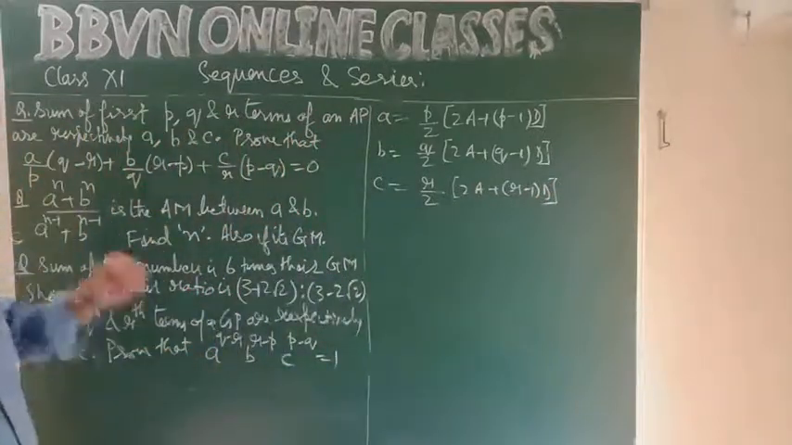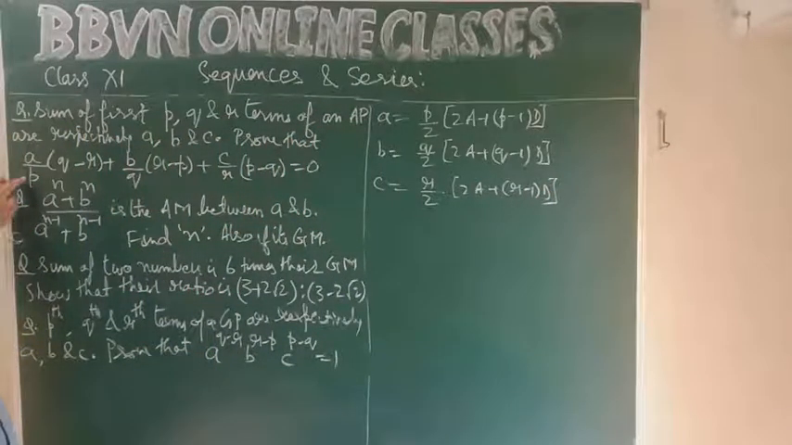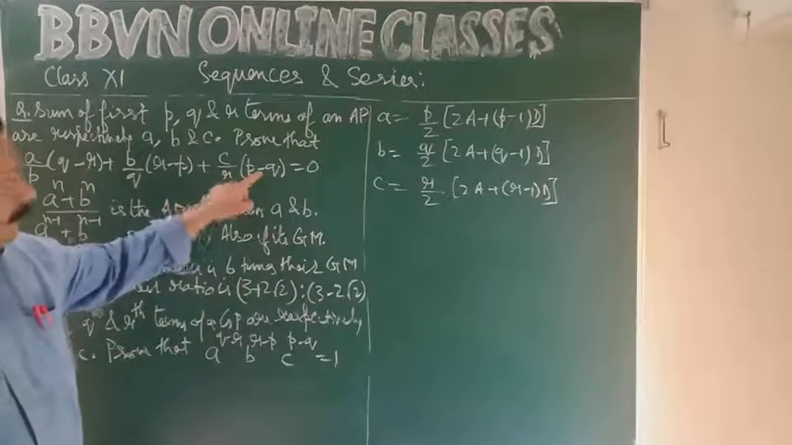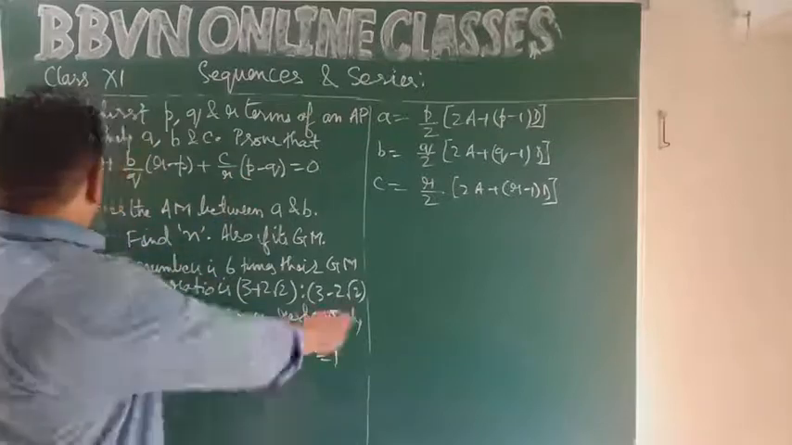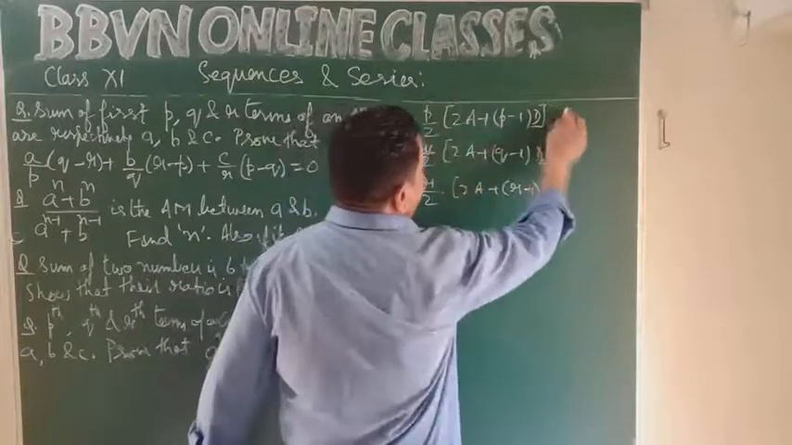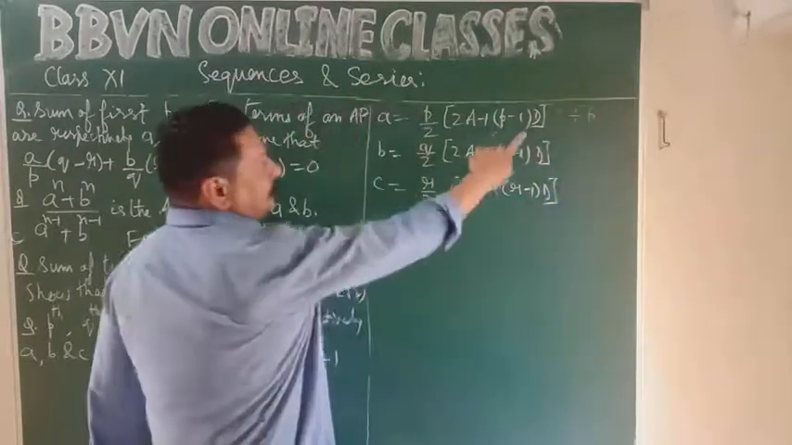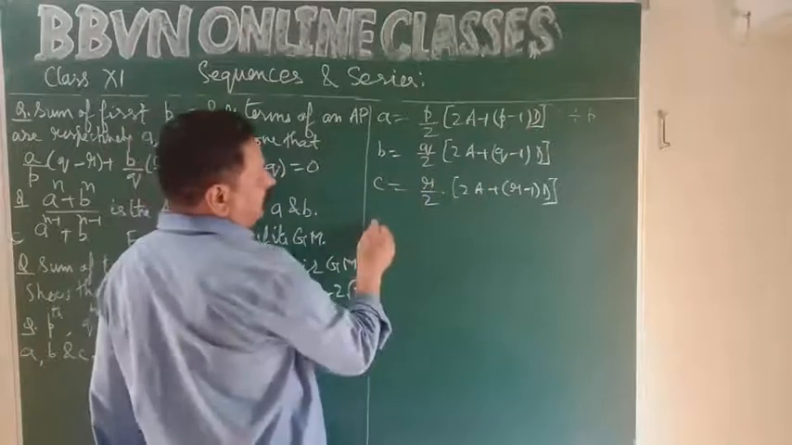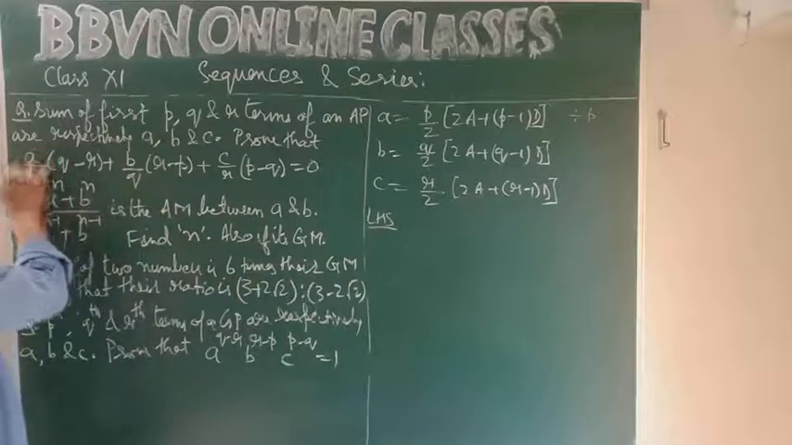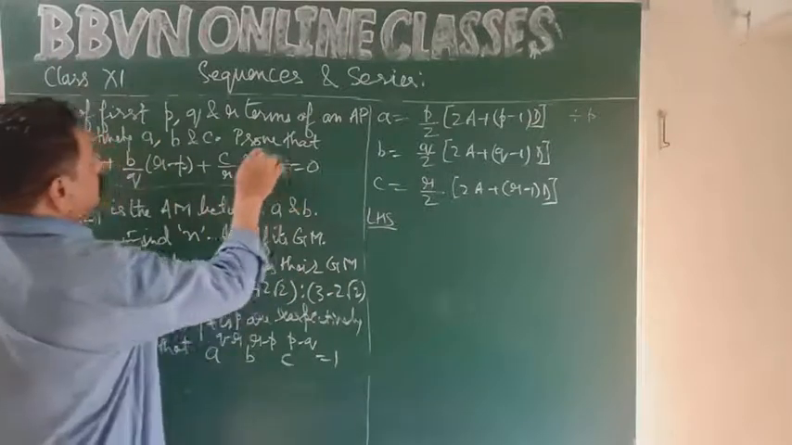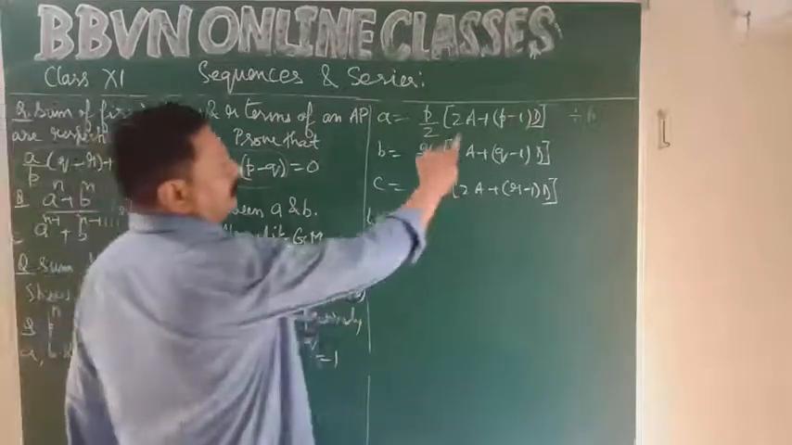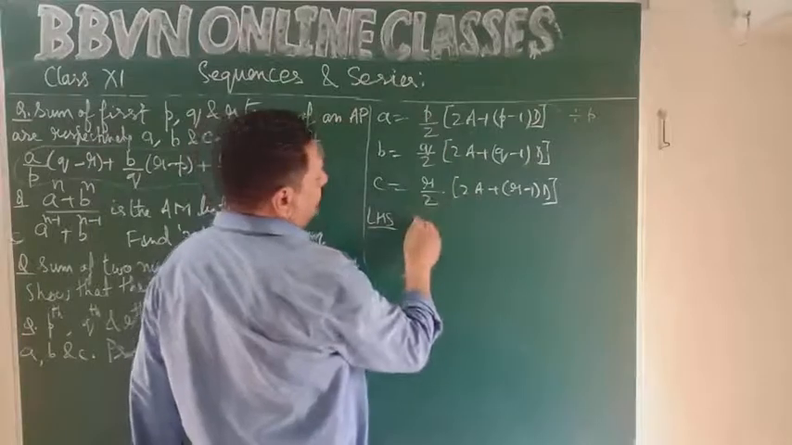Now the question says we have to find the value of A upon P into Q minus R plus B upon Q into R minus P plus C upon R into P minus Q. So A upon P, this is A. This entire expression is divided by P, so P gets cancelled. What are we left with? So I am taking LHS of this.